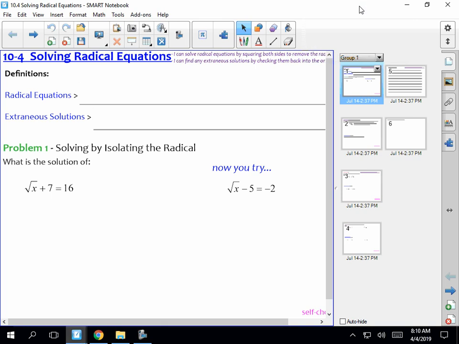All right, guys, this is 10-4 solving radical equations. Kind of similar to what we did last chapter when we were taking the square root of each side to get rid of the squaring. Now we're going to square each side to get rid of the square root.